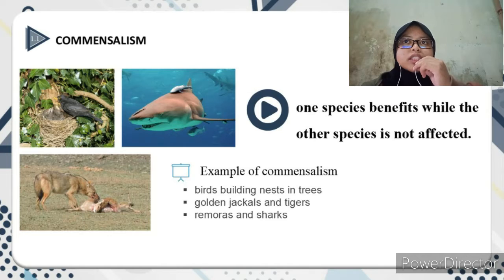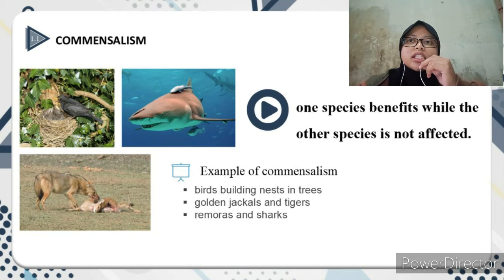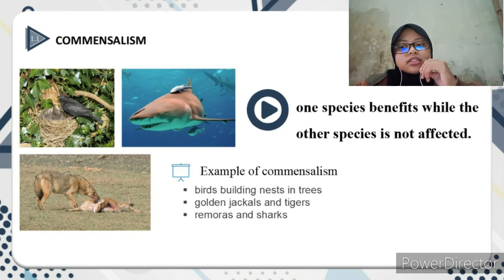Now I will present about commensalism. Commensalism is a symbiotic relationship in which one species gets benefits while the other species is not affected. The first example of commensalism is golden jackals and tigers. When tigers go hunting, golden jackals will follow behind them at a safe distance, and the golden jackals will feed on the remaining prey that the tigers left behind.